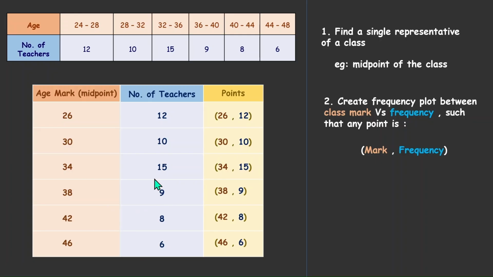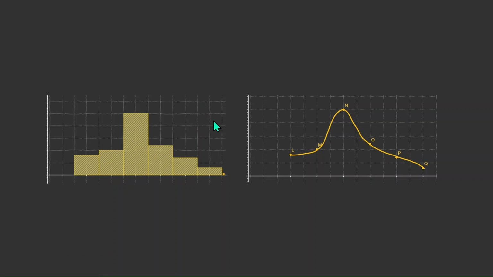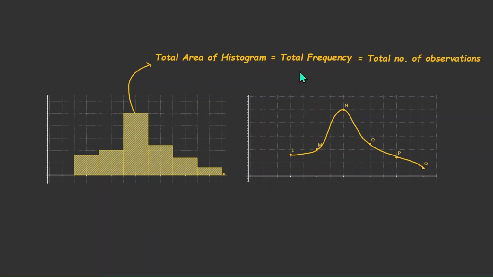Because let's get back to our previous example and let's see where the difference is. So if we have this rough representation of what a histogram and a frequency polygon is, what we see here is that the total histogram area, the total area under this histogram, should be equal to the total frequency. And that total frequency means the total number of observations. And since we are taking the same data for both the histogram and the frequency polygon, the total number of observations or the area under the curve should be same for both, right?